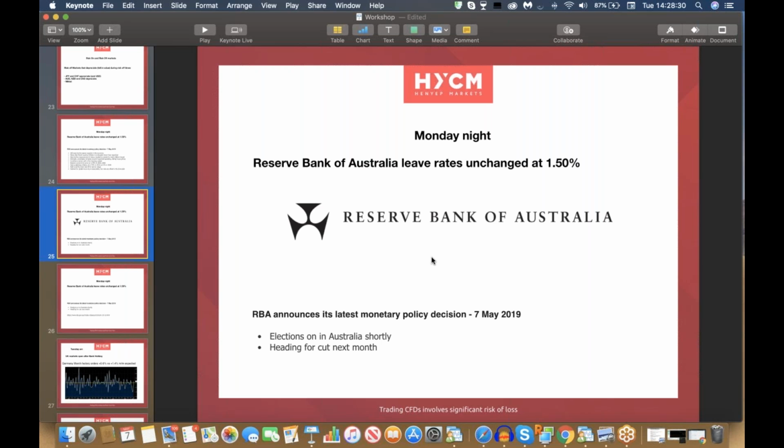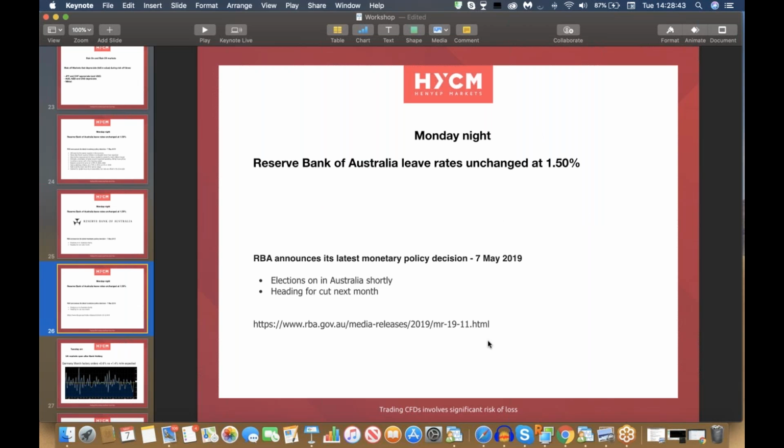They have kept rates unchanged for something like the last 30 rate meetings. They've kept the rate unchanged at 1.50%. So they've been very steady and stable, but it looks like they're heading for a cut next month.